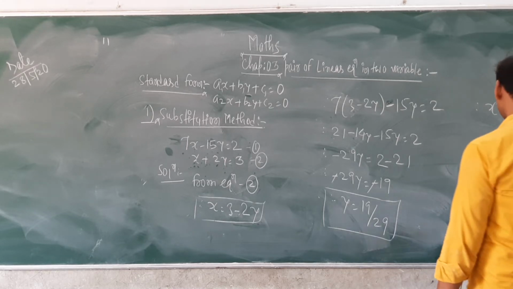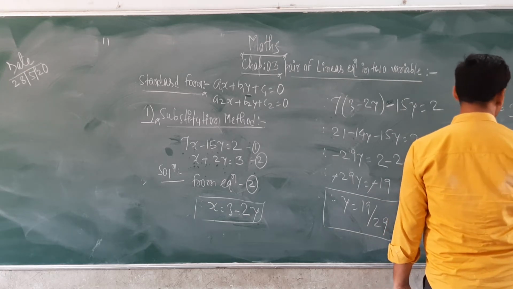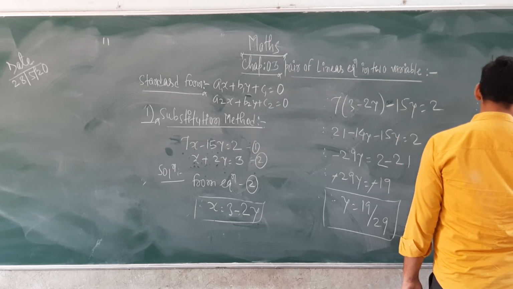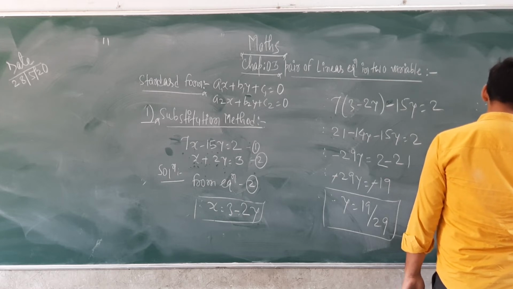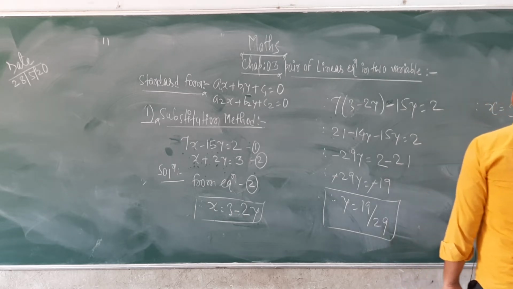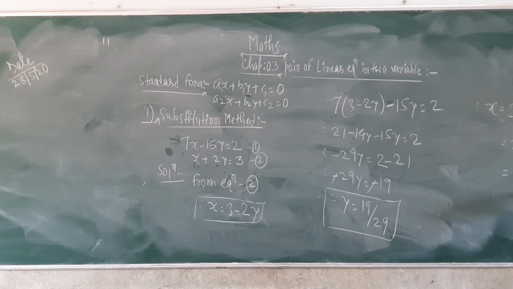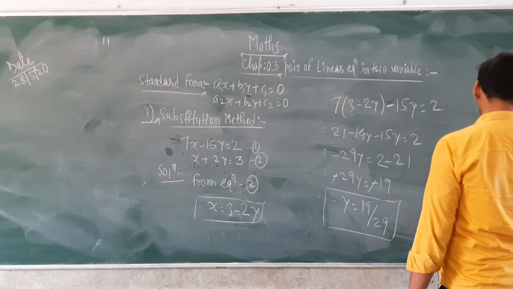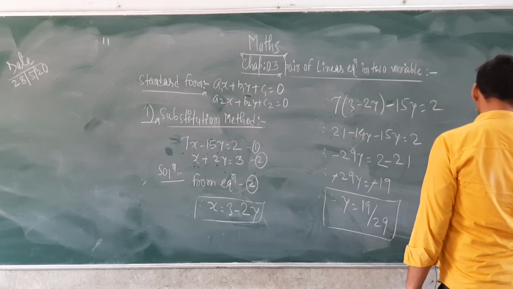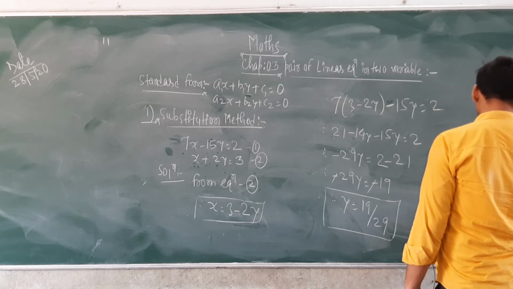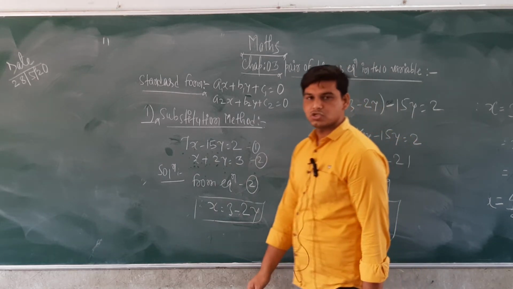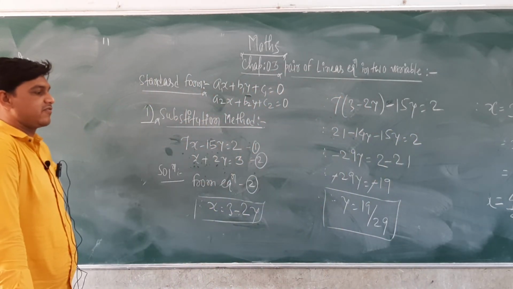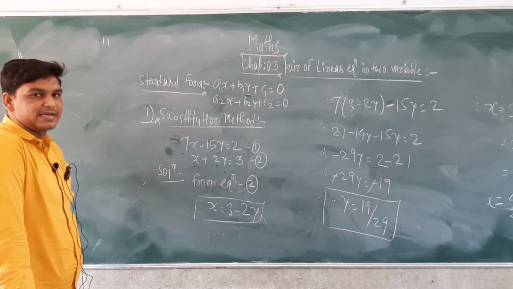29 3s are 87. 87 minus 38 upon 29, right? 87 minus 38 is 49, so 49 upon 29 is the value of x. So we get the value of x as 49 upon 29 and y as 19 upon 29.